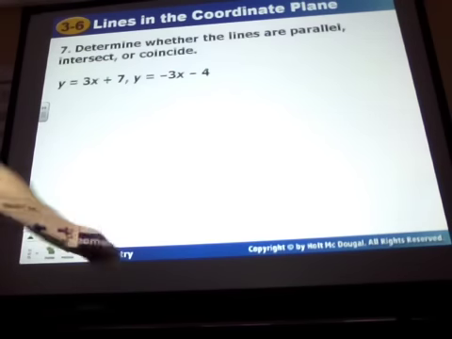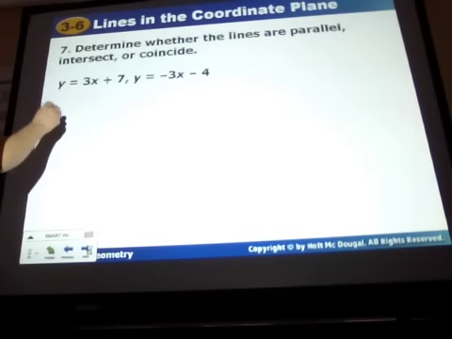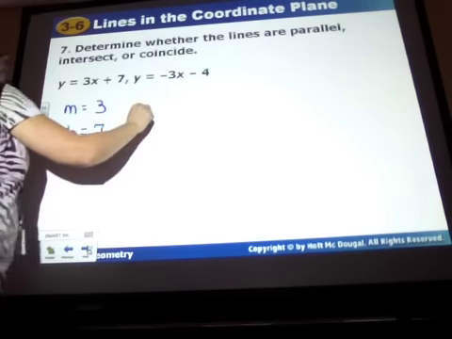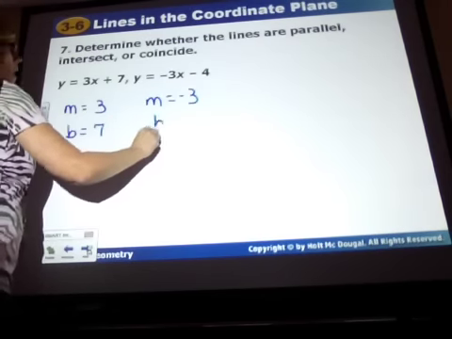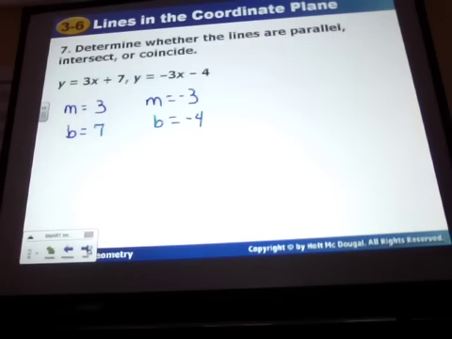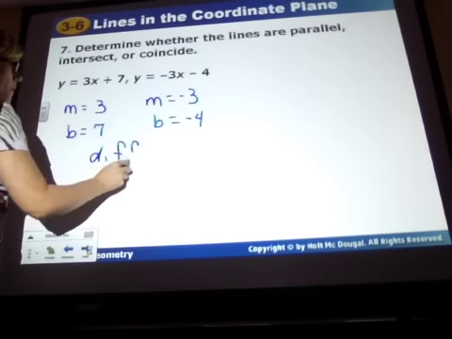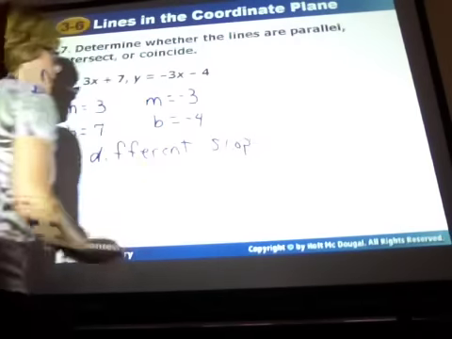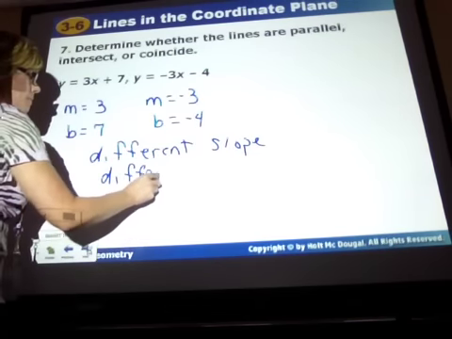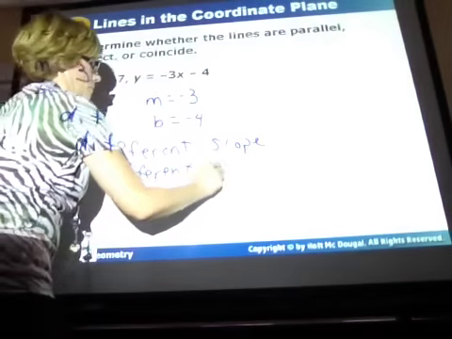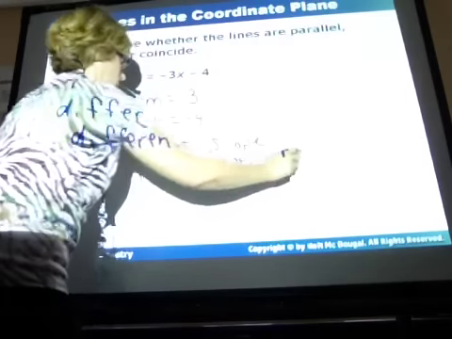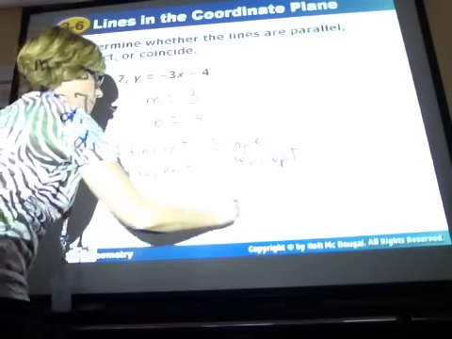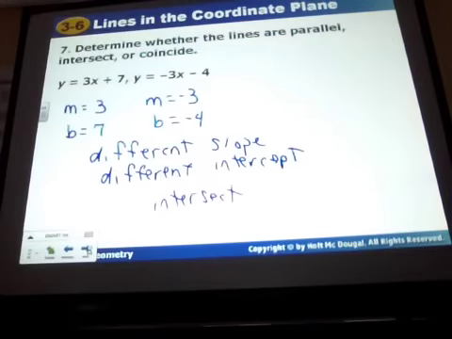Determine whether the lines are parallel, intersecting, or coincide. So, we need to identify our slope and our y-intercept. Okay, so we have different slope. And we also have a different y-intercept. Therefore, these lines are eventually going to intersect.